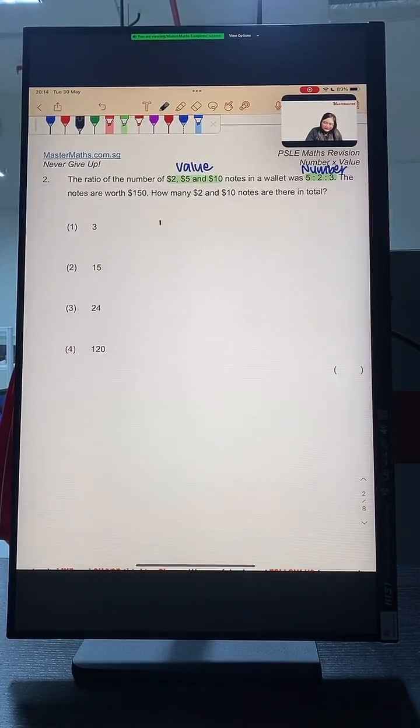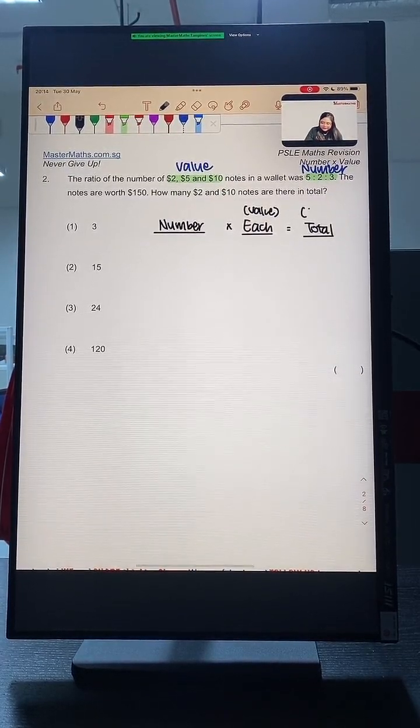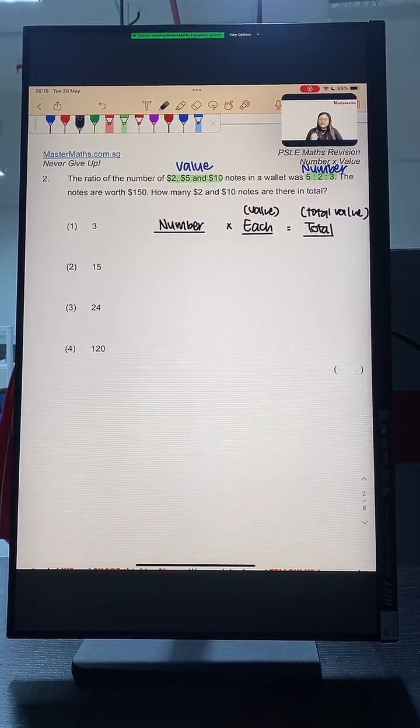The net table is basically just your number. This is your number of notes times the value of each note to give us the total value. Number times value gives us total value. Those of you who prefer using the unitary method, this is indeed the unitary method. The net table here just helps us organize the information only. Later on we will use the unitary method.